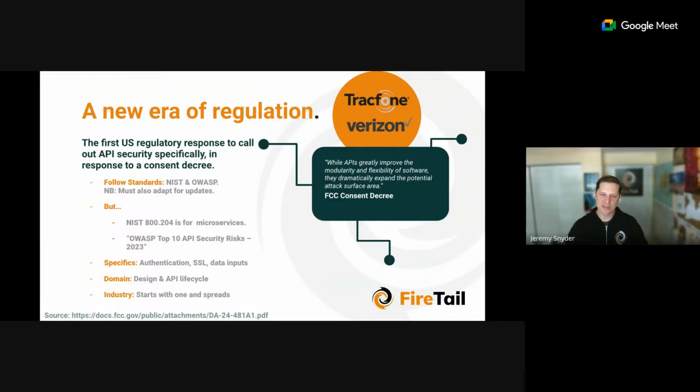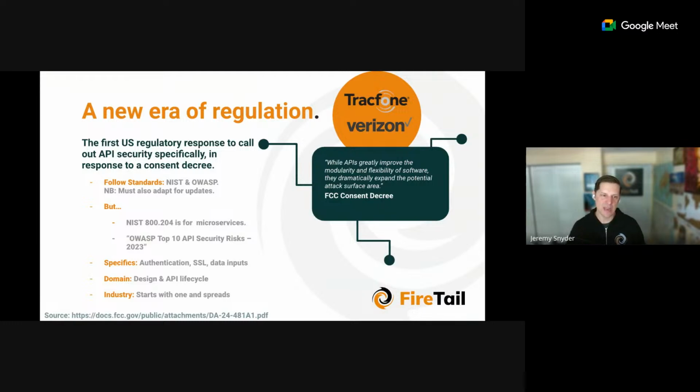But then where it started to get a little bit funny from our perspective is, as you read through the consent decree, it tells you, hey, mitigate against these OWASP API Top 10 risks. Well, great, but we just got done talking about the fact that that's a risk model, not a set of controls. How do you measure that, right? It leaves it very open to interpretation.